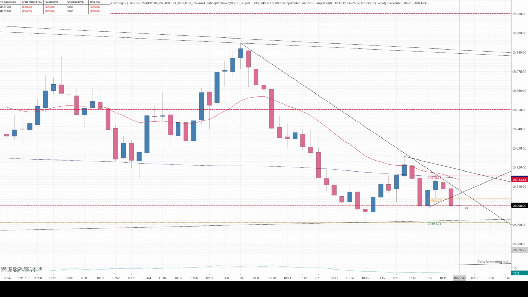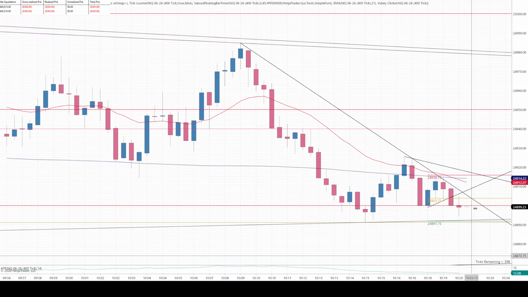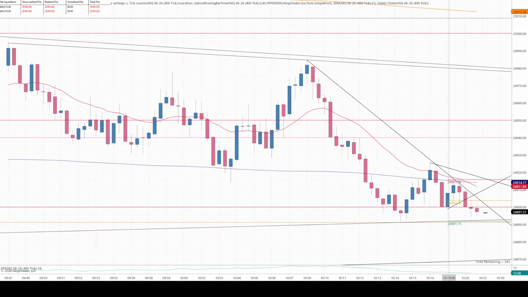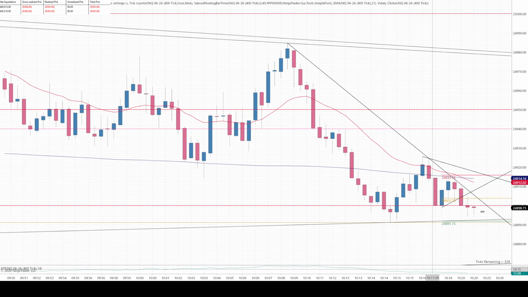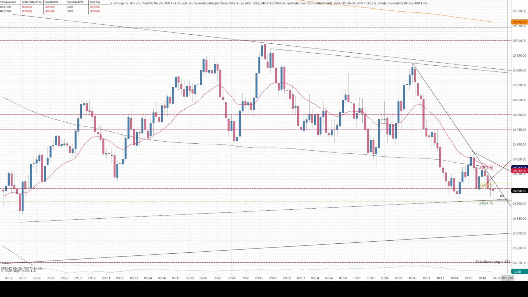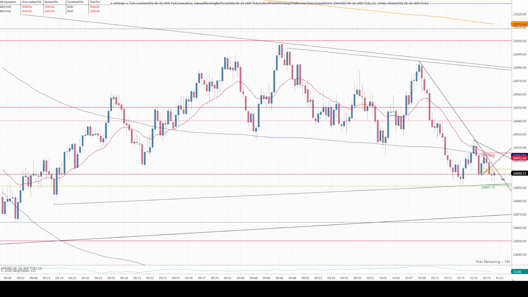All right, so the NQ triangle, yeah, seriously. Or we can get a breakout and go down. I'm fine with that too. Just get us out of this range, man. My God.